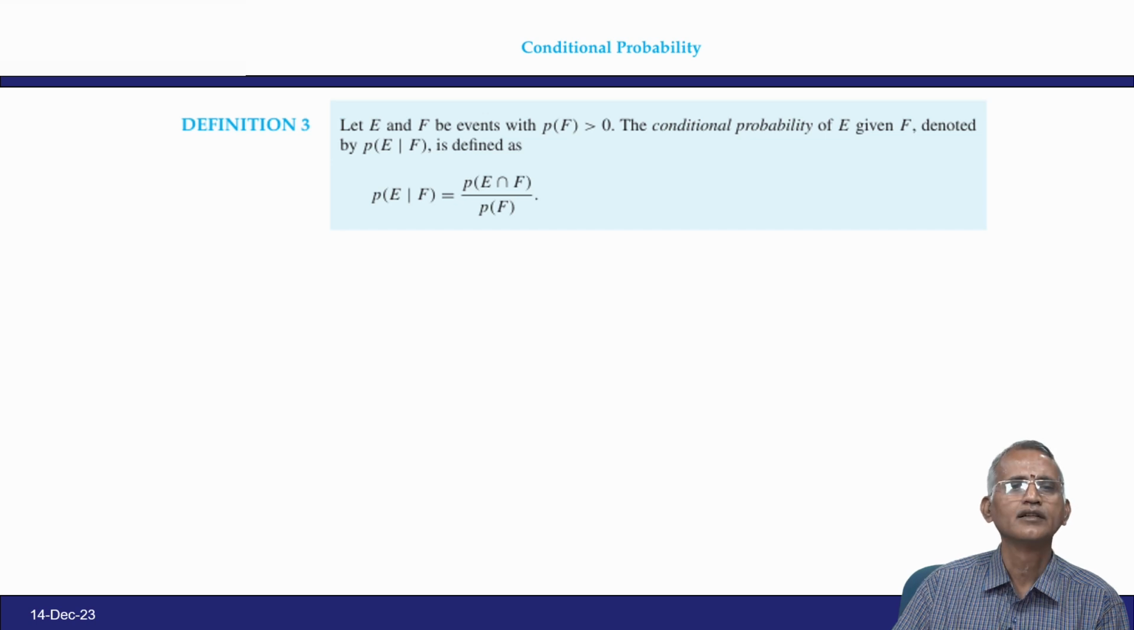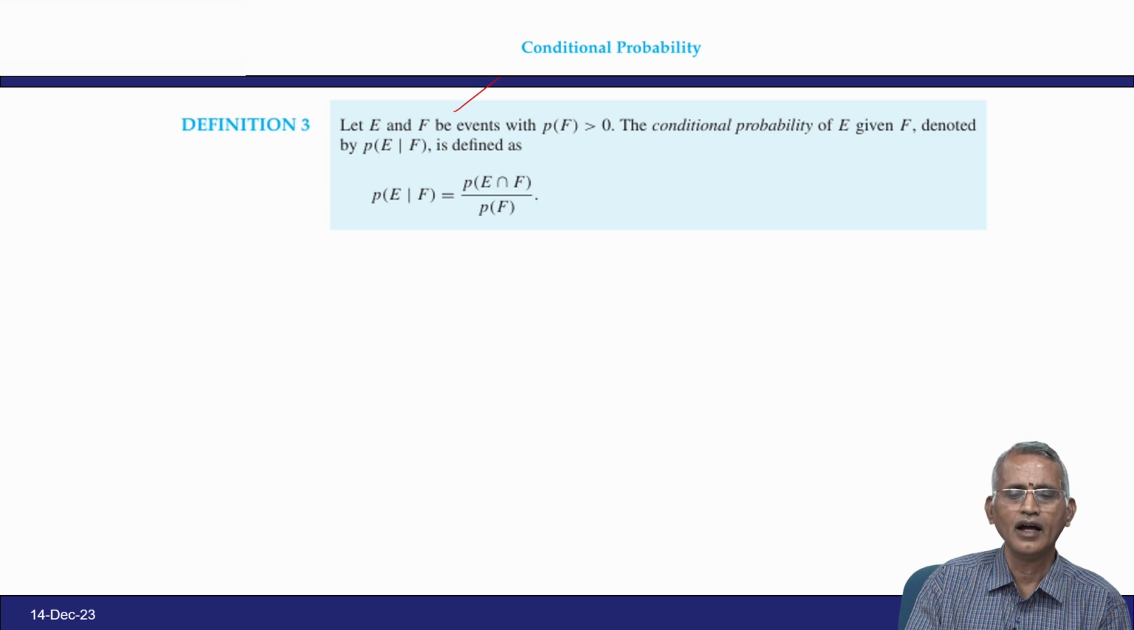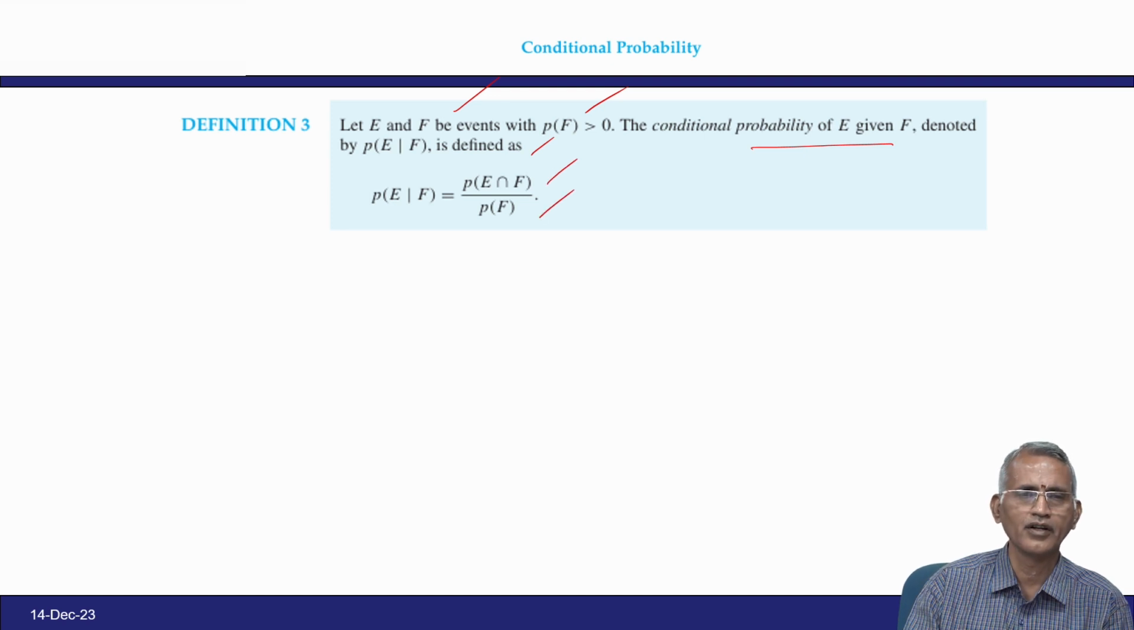So this way we start with conditional probability. The definition says that if E and F are events and the probability of F is positive, then the conditional probability of E given F, denoted by probability of E given F, is defined as probability of E intersection F divided by probability of F. So this way we can define the conditional probability.